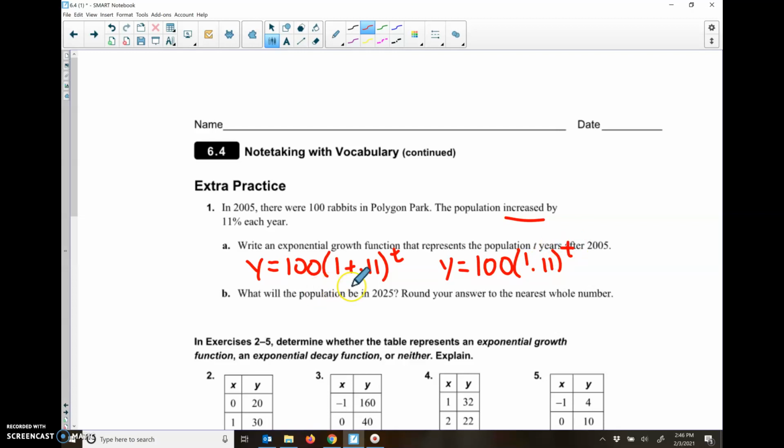Okay, now for question B, it's asking what the population is in 2025. So kind of a trick here is the years. Some of you might want to put 2025 in for the years, but we're not going to put 2025, because we have 2005 as the starting population. We want to figure it out in 2025. So our t is actually going to be 20, because it's 20 years later from 2005 to 2025. So I'm going to put a 20 in there.